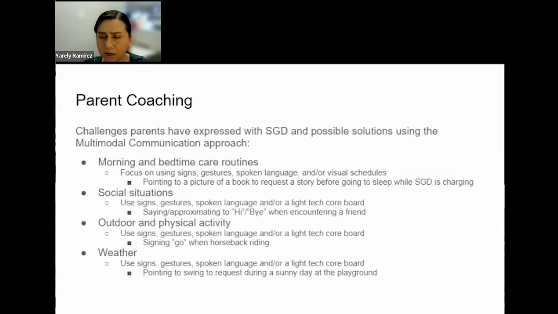A lot of things that parents have expressed as challenging are morning and bedtime routines. For example, the device was used throughout the whole day, it's dead, the kid really wants me to read a story, but it is at its charging station. What could I do? Well, if the kid points to their favorite book, that probably means they want to read it. So you can take that as a request. Okay, you want to read that book? Go ahead and read it while the device is charging.